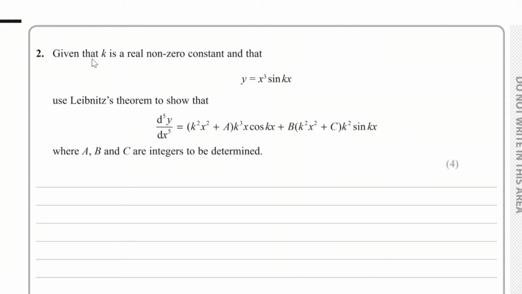Question number 2. Given that k is a real non-zero constant and that y equals x cubed times the sine of kx, we have to use Leibniz theorem to show that d5y over dx5 is equal to k squared x squared plus a lots of k cubed x cos kx plus b lots of k squared x squared plus c lots of k squared times the sine of x, where a, b and c are integers to be determined. First of all, let's actually write down what this theorem is.